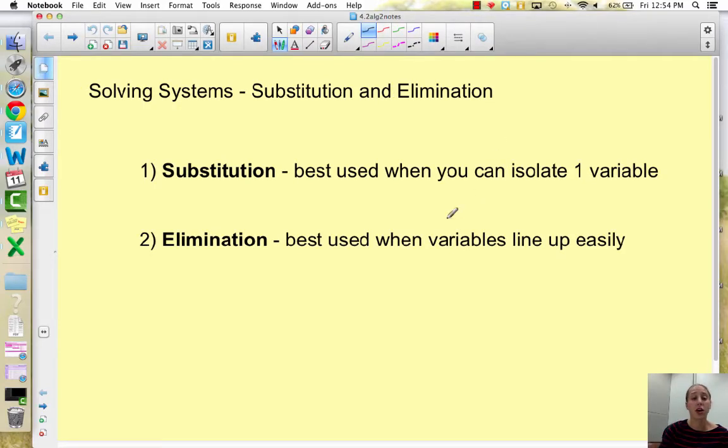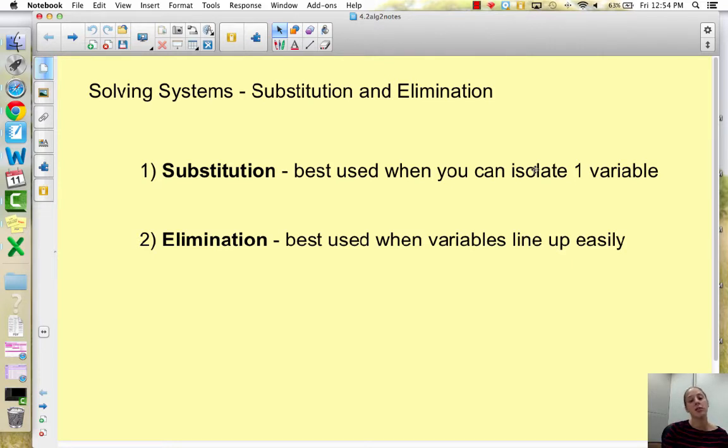Hey everyone, so this is Solving Systems. We're going to talk about two different forms today, substitution and elimination. So first, I just want to go through what substitution is. Substitution is basically when you can isolate one variable, and isolate just means get it by itself.